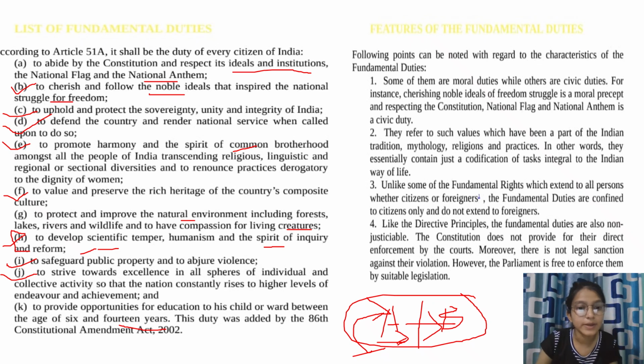This duty was added by the 86th Constitutional Amendment Act 2002. So it was not added earlier, it was added by the 86th Amendment Act 2002. So an MCQ question may come: the duty to provide opportunities for education to his child or ward comes by which amendment act? It would be the 86th Amendment Act, not the 32nd.